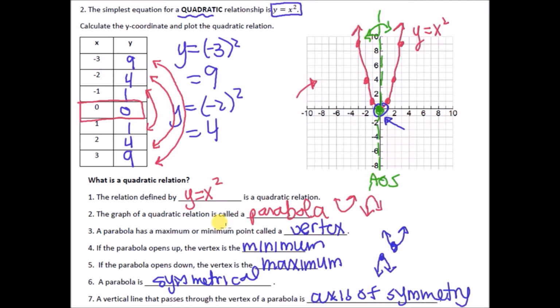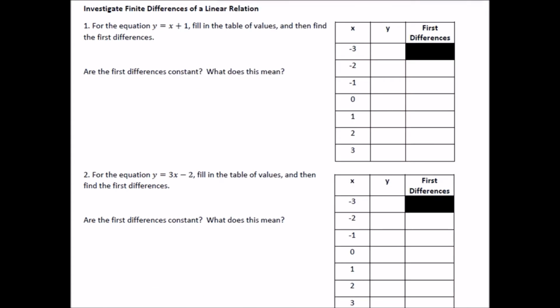So those are just a few characteristics of quadratic relations. Now we're going to investigate finite differences of linear relations and then quadratic relations, and we're going to see the difference. For the equation y equals x plus 1, we're going to fill in the table of values and then find the first differences. Everybody should be able to pause this and fill in the table of values as a practice.